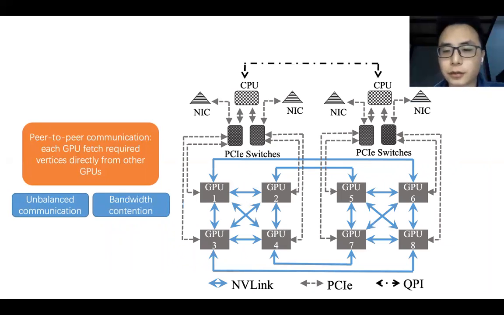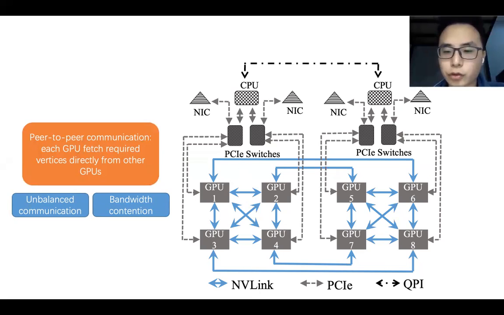Let us use the DGX-1 server as an example to illustrate the problems. There are 8 GPUs on two CPU sockets in a server. Some GPUs are connected with NVLink, while others are connected with PCIe and QPI. Different connections between GPUs have different bandwidth. Therefore, in peer-to-peer communication, fast links may need to wait for the slow links, which leads to unbalanced communication.